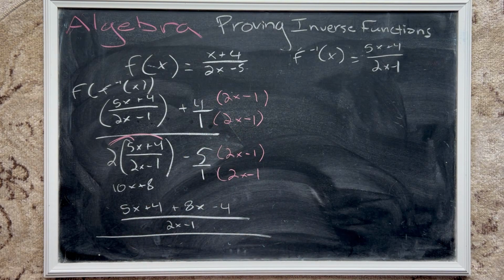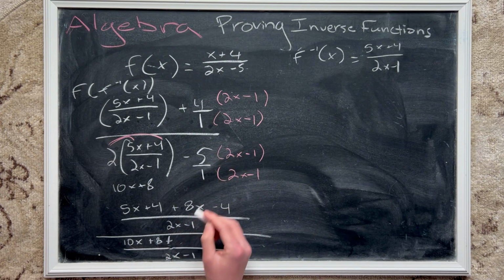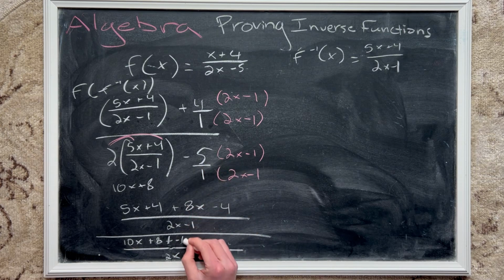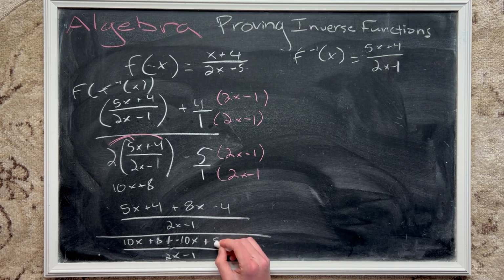Then in the denominator, we already distributed that 2, so we end up with 10x plus 8. This is all, again, over 2x minus 1. And then we're going to distribute this negative 5. So, negative 10x, and then negative 5 times negative 1 is positive 5.